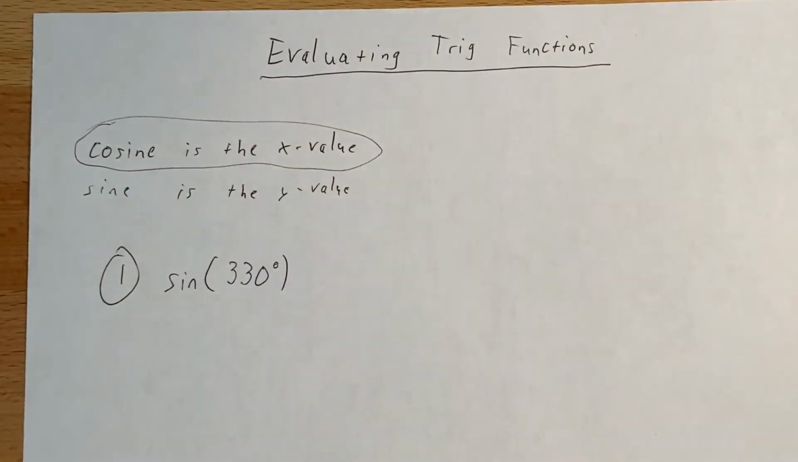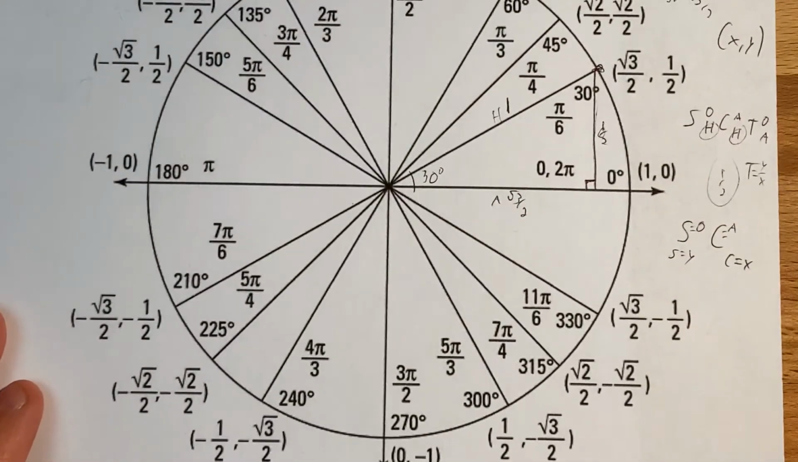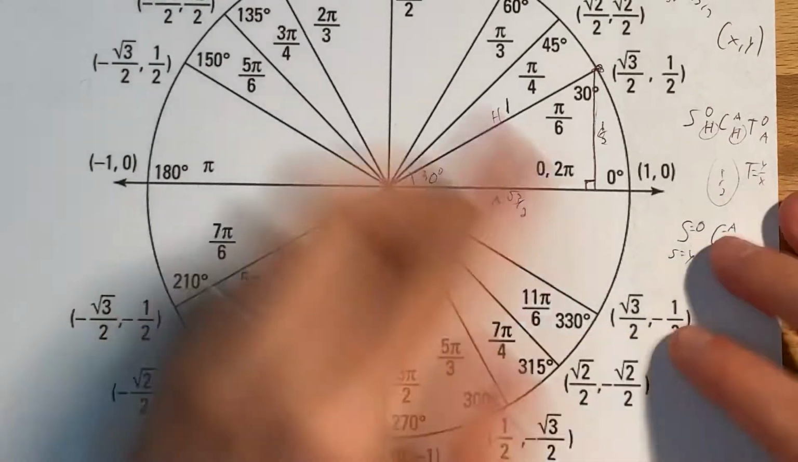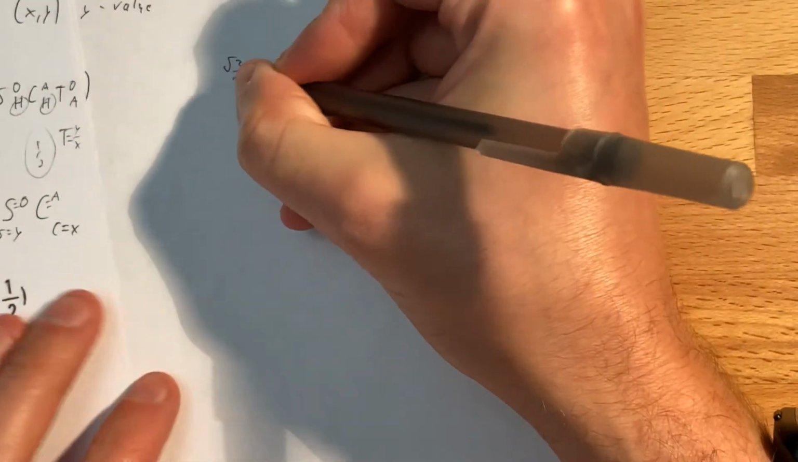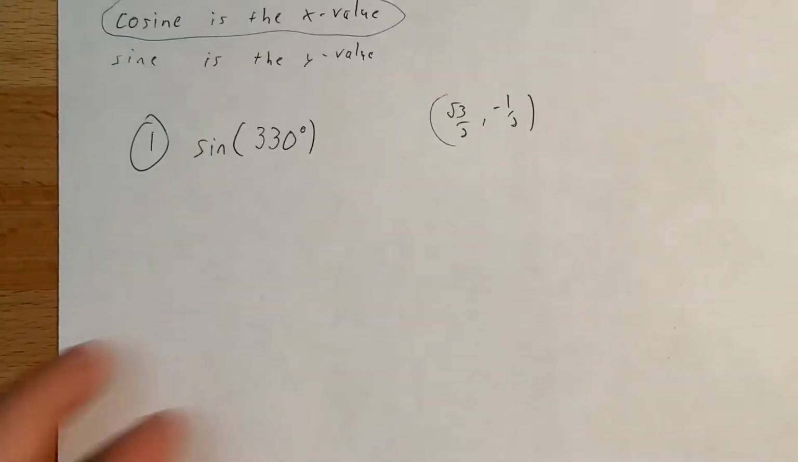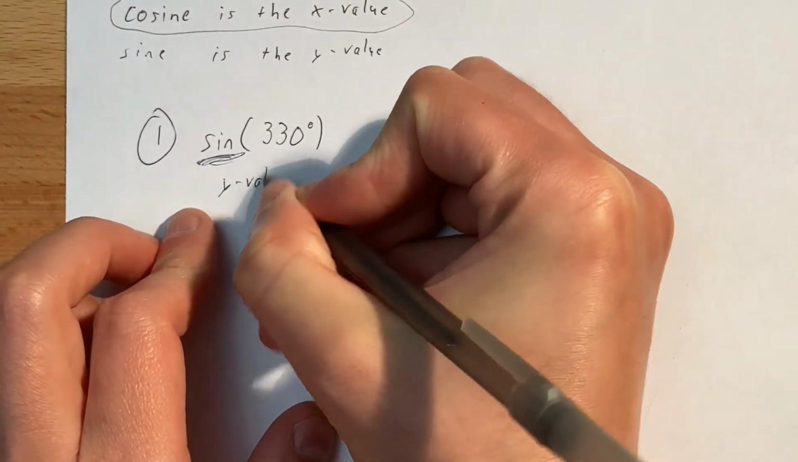What you do is you get back to that piece of paper that I threw over there and landed on the floor. And you go to 330 degrees. So over here at 330 degrees, I have this ordered pair right there. So I'm going to go ahead and write that ordered pair down. Root 3 over 2, comma, negative 1/2. Sine is supposed to be the y value.